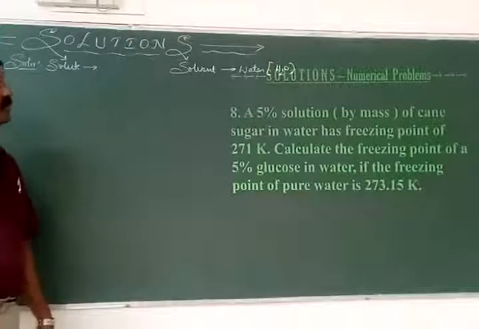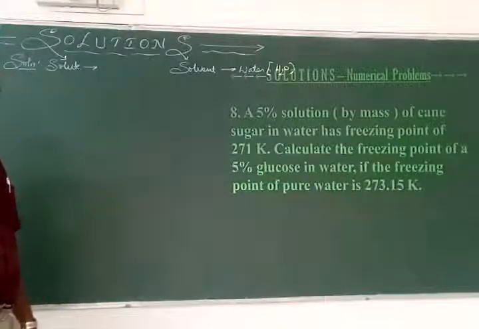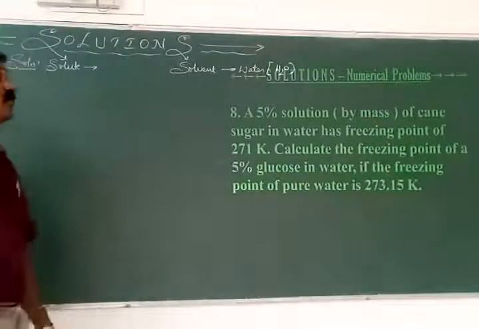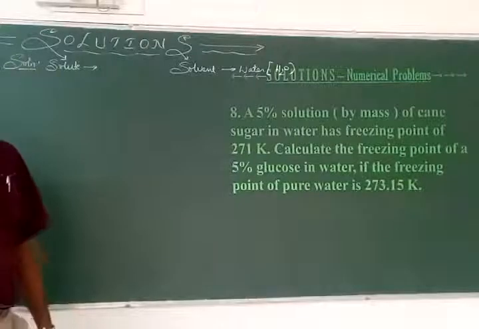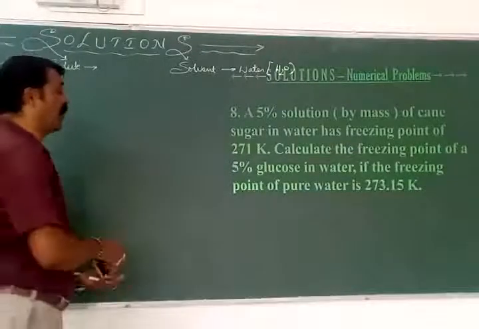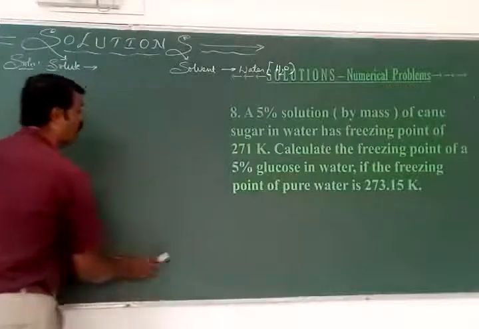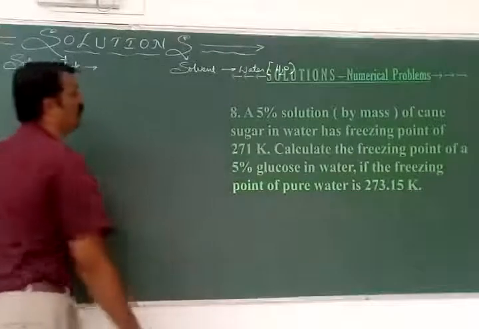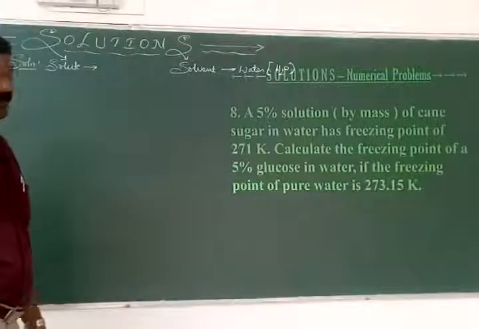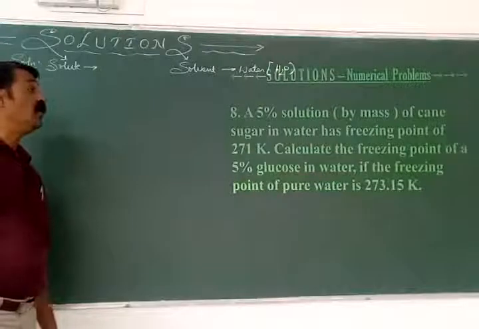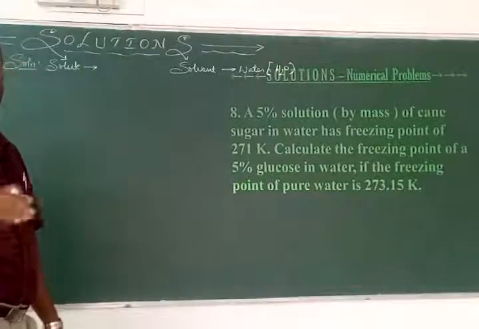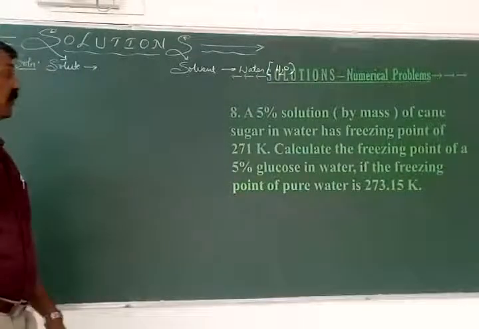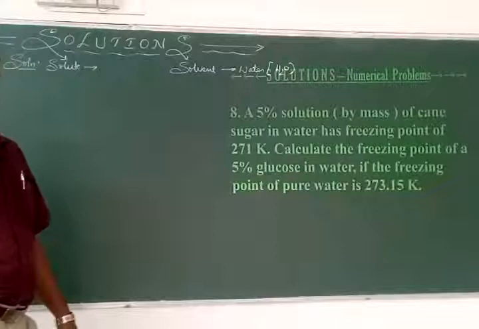Of cane sugar in water has a freezing point of 271 in terms of which one? Kelvin. Calculate the freezing point of the same 5% glucose in water if the freezing point of the pure water is 273.15 in terms of which one? Kelvin. So here the freezing point of 5% solution of cane sugar is given as 271 Kelvin. But he has asked to calculate the freezing point of 5% of, instead of sucrose solution or the cane sugar solution, we have to find out which one? The glucose. If the freezing point of pure water is 273.15.